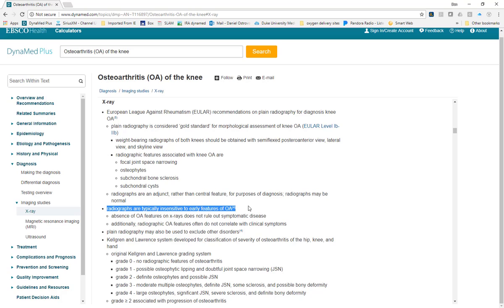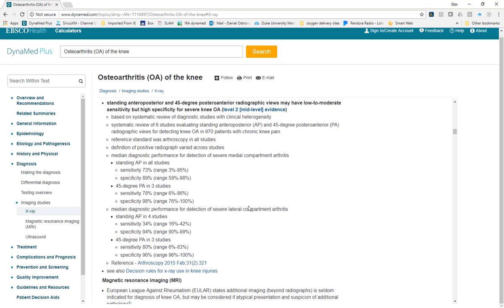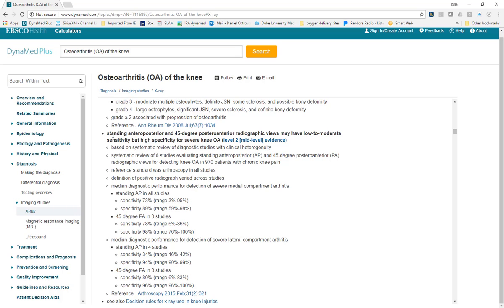And then I scrolled down a little bit because I wanted to present some primary evidence and not just a guideline, and to find out, well, how good are the x-rays in fact? And I see a conclusion statement, and I pointed out to him that standing anterior posterior and 45-degree posterior anterior radiographic views may have low to moderate sensitivity but high specificity for severe knee OA. And I said, and it's based on systematic review of several studies. And so I said to him, basically, if you see it, it's helpful to know that it's OA. However, normal x-rays aren't going to help you.